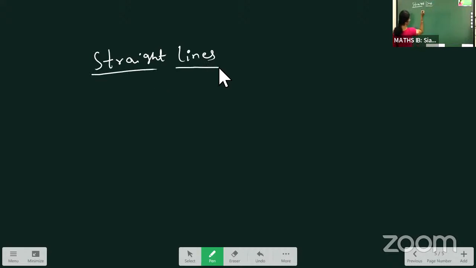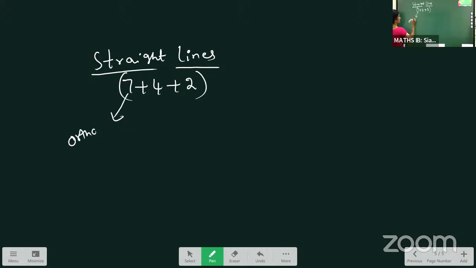The next one, straight line. Next chapter is straight line. This is the most weighted chapter. One 7-mark question, one 4-mark question, and one 2-mark question are there. So in these 7 marks, most likely the orthocenter or circumcenter will be there. 90%.